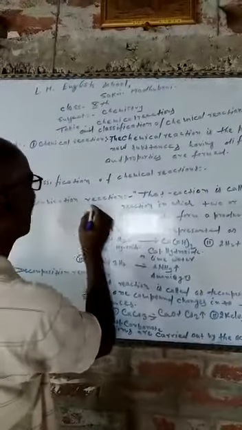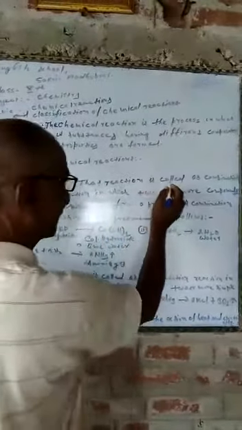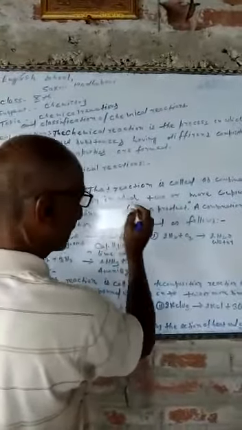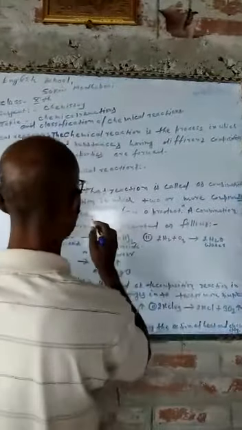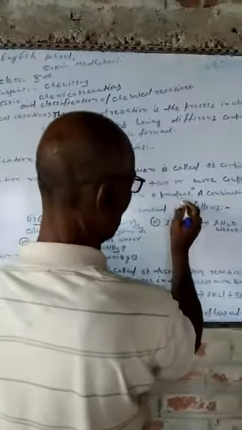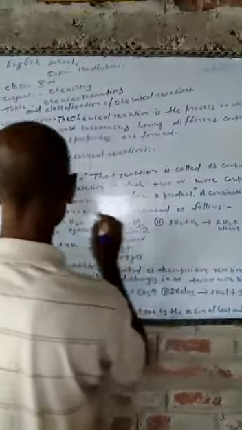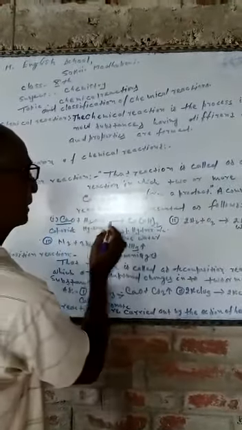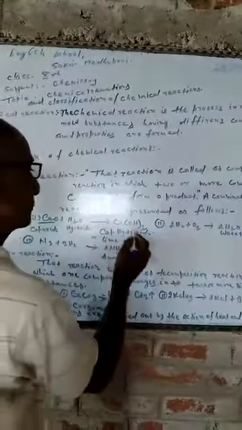Number 1, combination reaction. That reaction is called a combination reaction in which two or more compounds combine to form a product. A combination reaction is represented as follows. First, CaO, calcium oxide, plus water, hydrogen oxide, is equal to calcium hydroxide. Calcium hydroxide is also known as lime water.